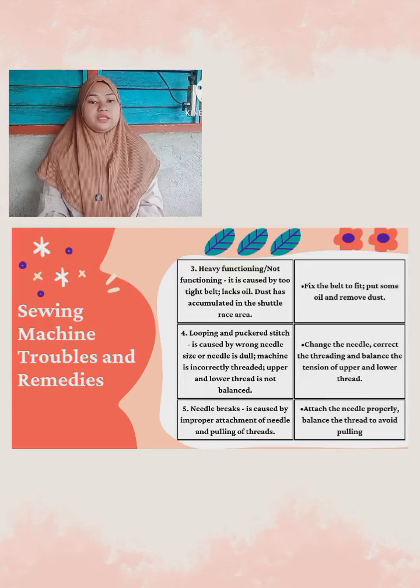And then next is the looping and puckered stitches, which is caused by wrong needle size or the needle is dull, the machine is incorrectly threaded, upper and lower, or the lower thread is not balanced. So when we see that the machine has been like that, then what we can do is change the needle, of course, and then correct the threading, properly connect and balance the tension of the upper and lower thread.